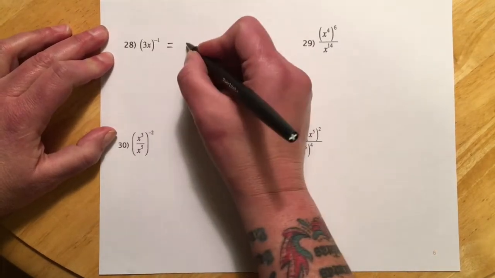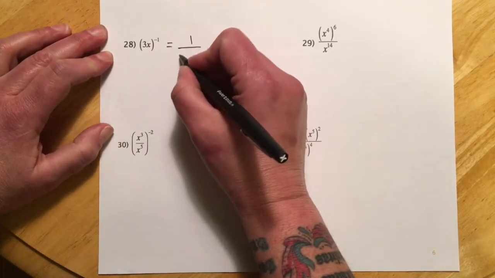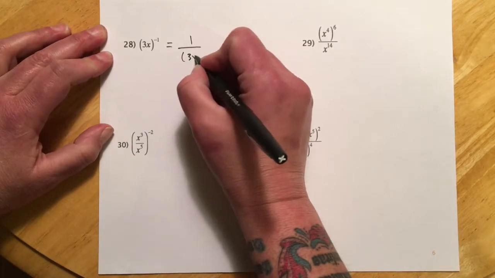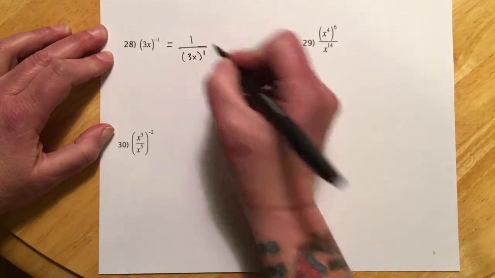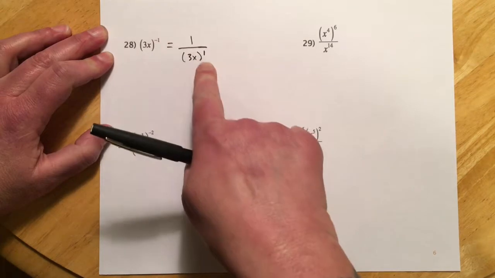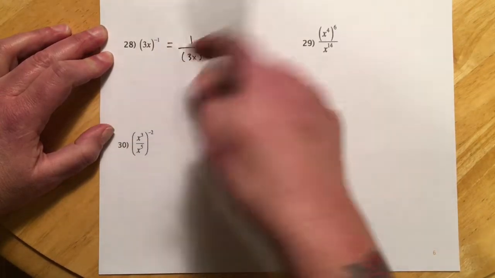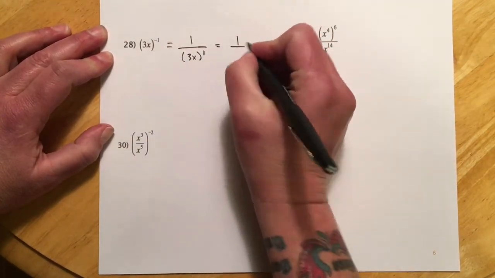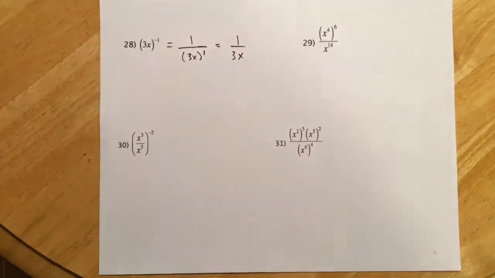So it's to the negative 1, which means basically it's going to be that. So if I have a negative exponent, I'm just bringing it down. This is a funky way to write it though, so when we put it in the computer, we would say just 1 over 3x.